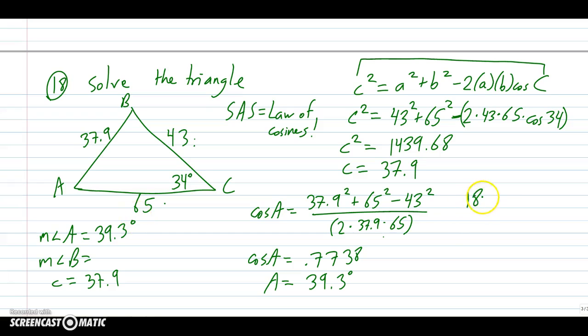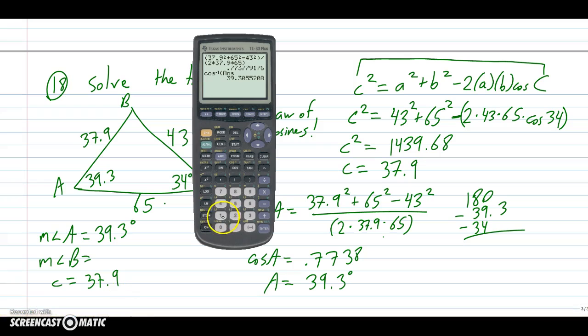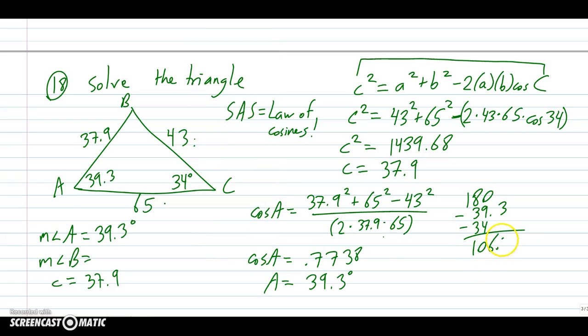And then we can go for angle B, just because we know all three angles have to add up to 180. So take 180 minus 39.3 minus 34. We'll get an answer of 106.7 degrees, which, by the way, looking at it, it should make sense that angle B is the biggest angle because it's across from the biggest side. Okay. Again, your answer should make sense.